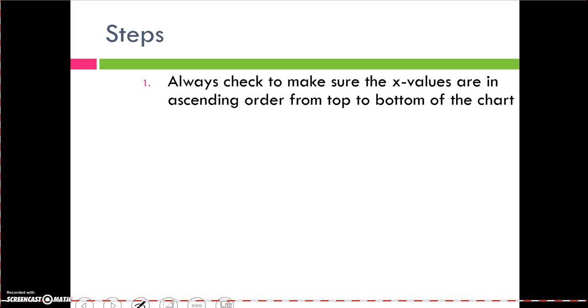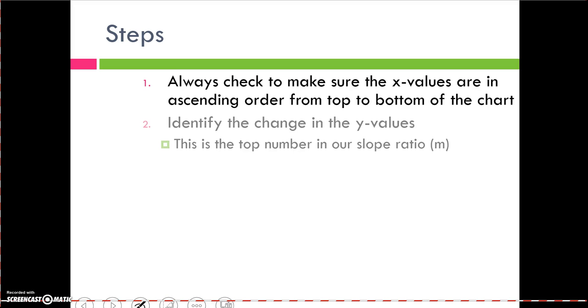So here are the steps that you need to write down when we are creating an equation from a table. First thing we want to do is always check to make sure the x values are in ascending order from top to bottom in the table. So as long as our x values go from the smallest values on top down to the bottom and they're in order, then we can proceed forward with the steps. Our second step is to identify the change in the y values. So if we're talking about our table, our y values are on the right side and we want to find the change in those y values.